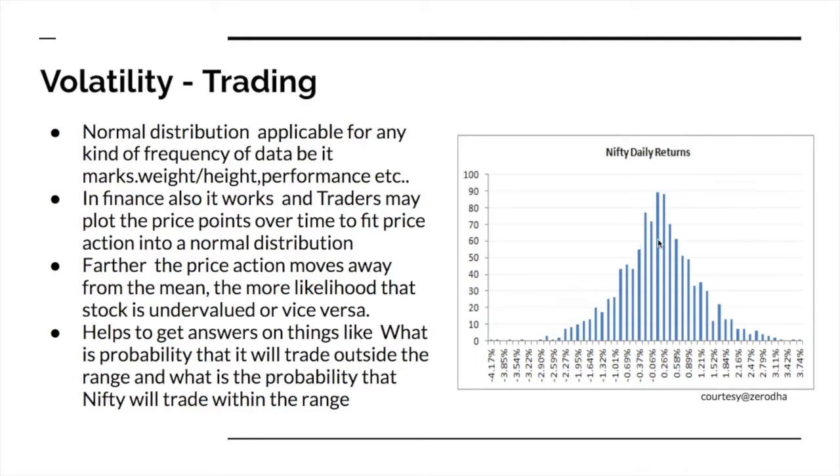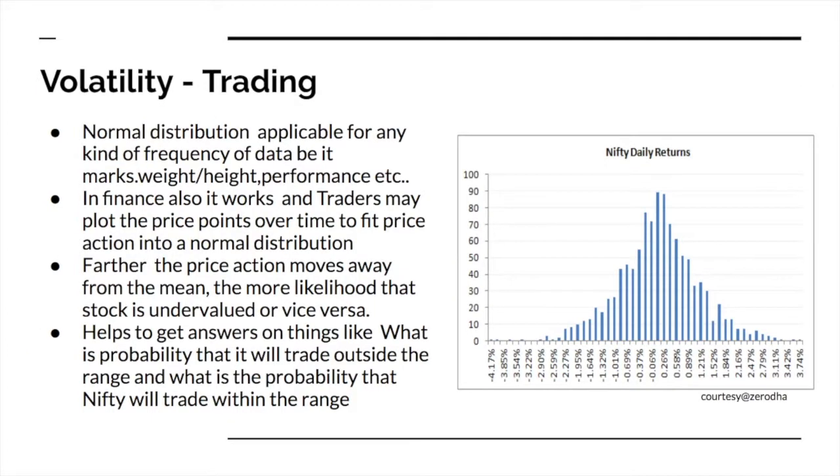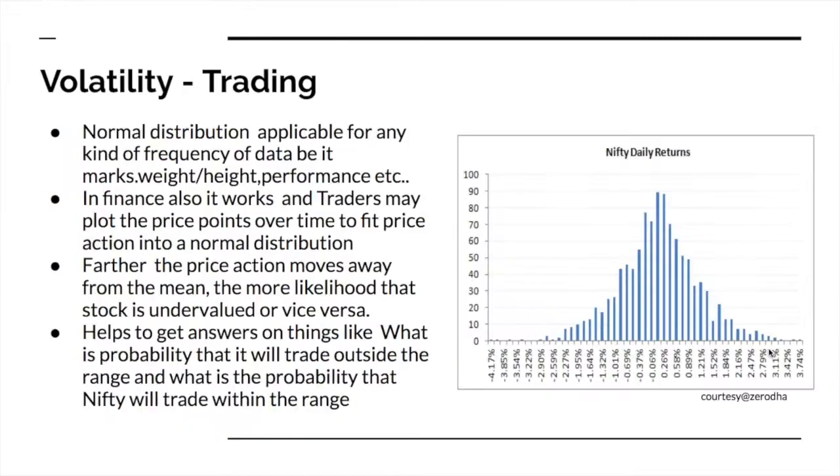It will move either up or down: 34.1% on one side or 34.1% on the other side. The price could move to either side. Most of the time, it will be within one standard deviation. Certain extreme movements can happen. That occurrence is again 13.6%. And very extreme scenarios bring huge volatility. So this is how we use the normal distribution curve to understand the volatility of a trade.